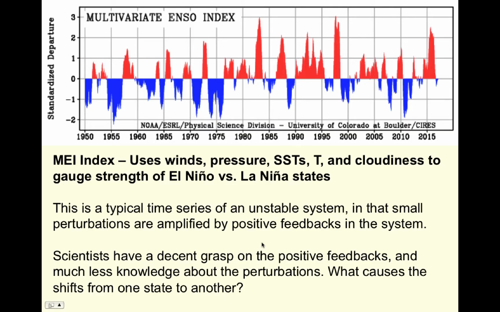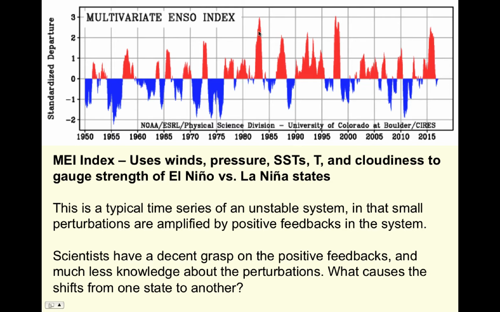Here's the multivariate ENSO index. It uses winds, pressure, sea surface temperatures, air temperature, and cloudiness to gauge the strength of El Nino versus La Nina states. This goes back to 1950, where you can see a La Nina there. Every La Nina is indicated in blue here, and then El Ninos as reds. And the numbers here on the left are standardized departure, essentially standard deviations away from normal conditions.